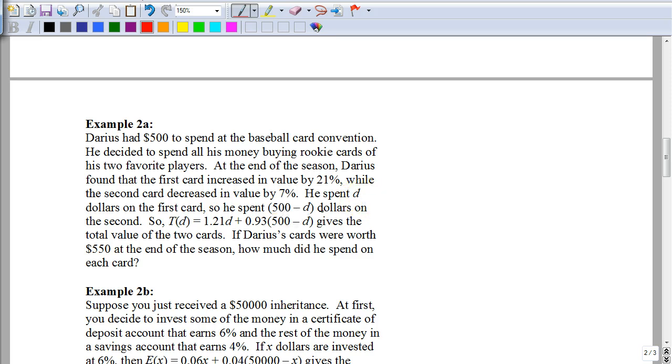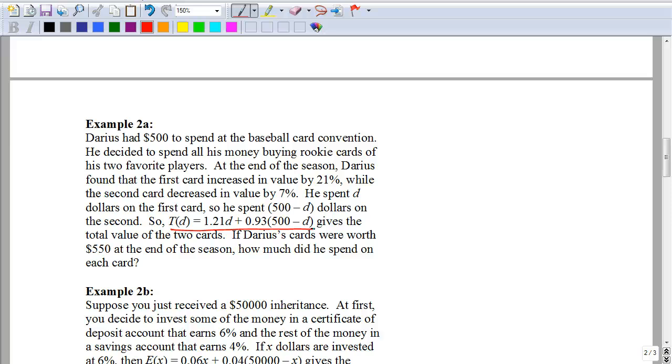Okay, let's read on. So as a result, T of D equals 1.21D plus 0.93 times (500 minus D). That equation gives a total value of the two cards. Okay, let's stop there for a second. They give us this equation, but we're not always going to be given the equation, so it's really important when they give us an equation to be able to look and figure out how they came up with those numbers.